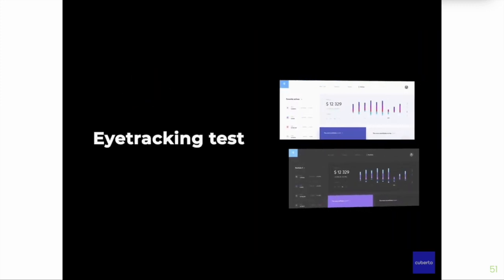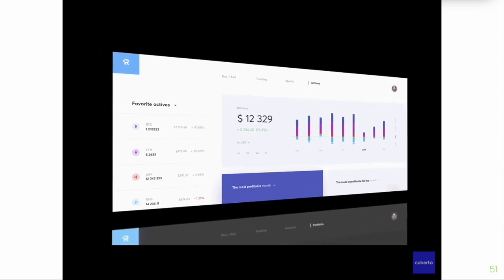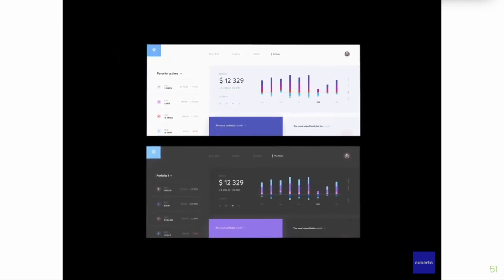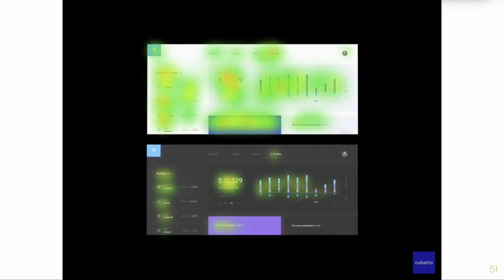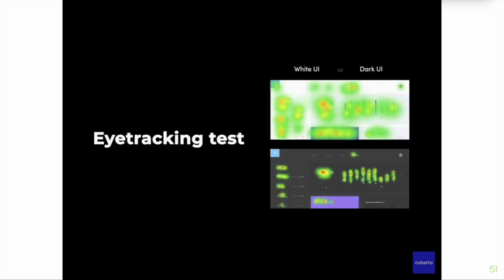Light UI versus dark UI. Here's another mini eye tracking experiment with dark and light interfaces, which in this case was performed on multifunctional dashboards. As you can see, attention is carried on the light interface and all functional areas are equally involved. On the dark dashboard, attention is more focused on functional elements. We can very easily adjust the priority of these elements on the dark UI by placing the necessary accents.